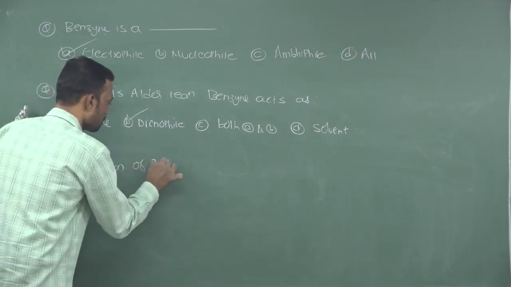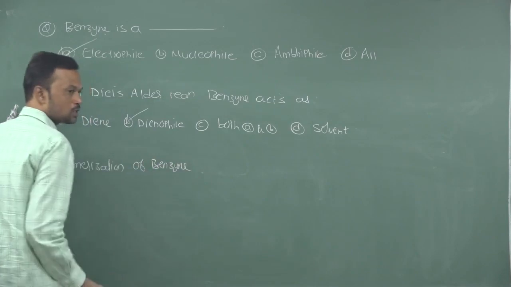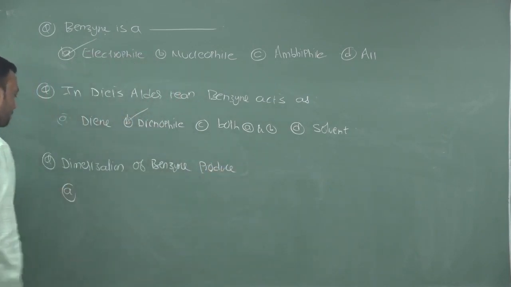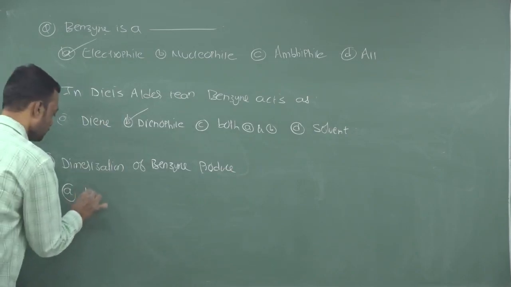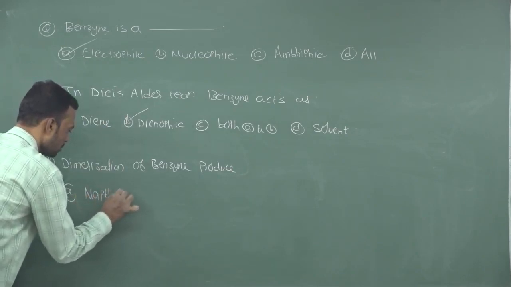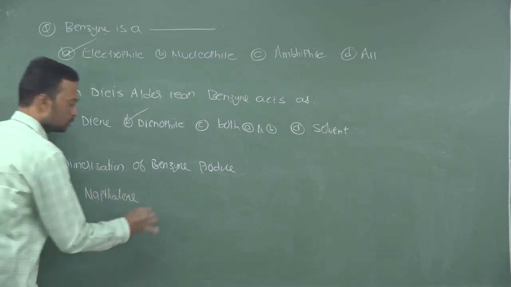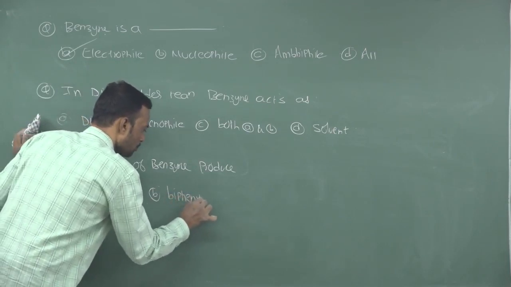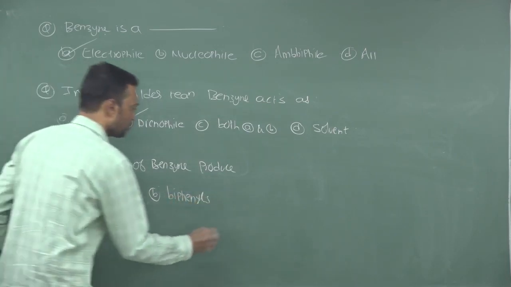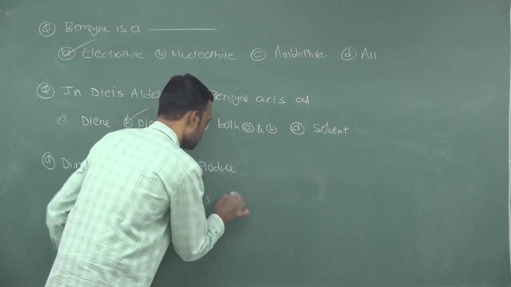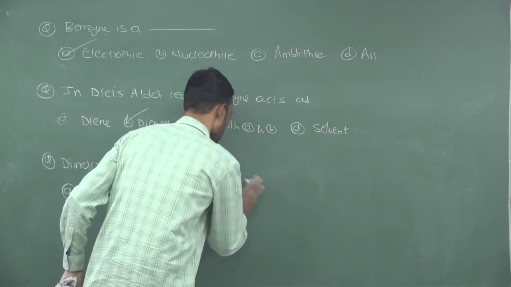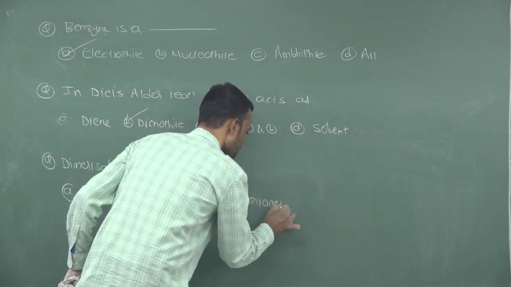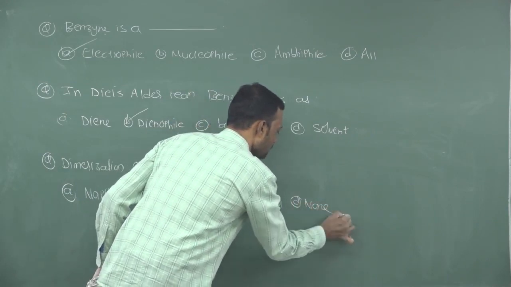Dimerization of benzene produces: A, naphthalene, option B, biphenyls, option C, spirenes, option D, none.